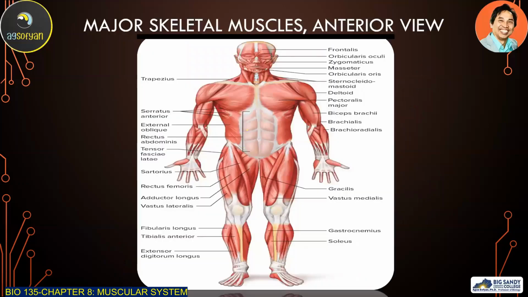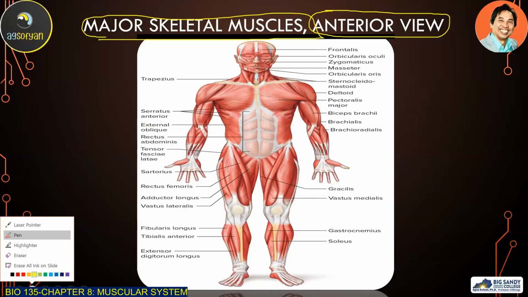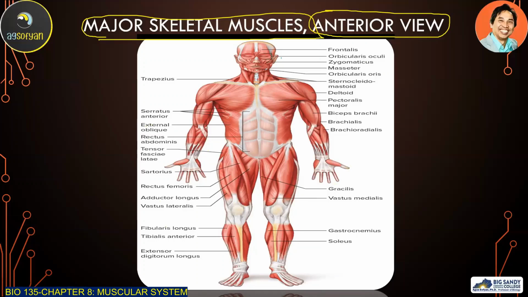Okay, now we're going to see some of the major skeletal muscles in our body. We're going to start from the anterior view or anterior side. Let's see from the top over here, just on the frontal. In the frontal bone, we have a muscle called the frontalis. When we contract it, it's going to lift our eyebrows, right? So this is frontalis.